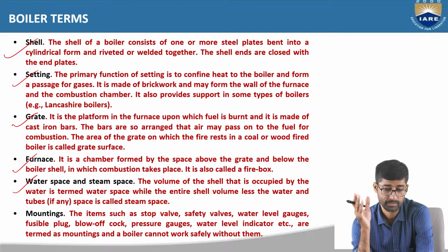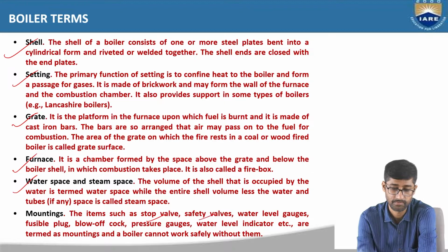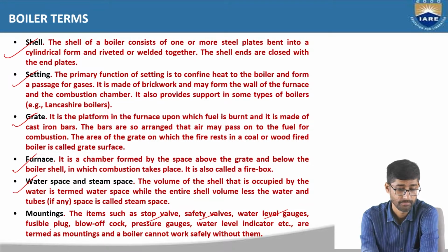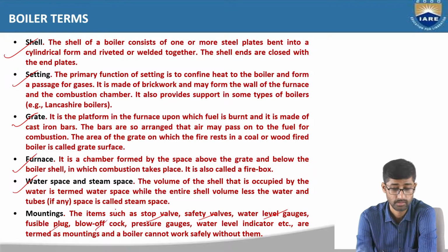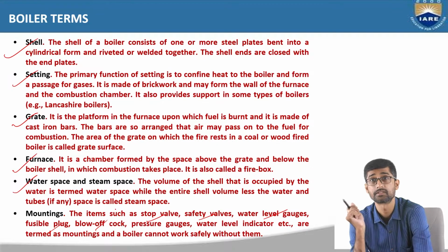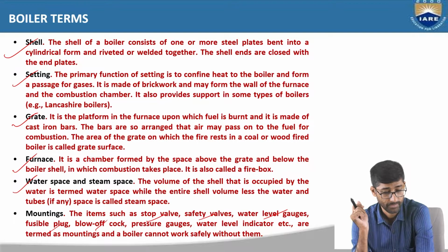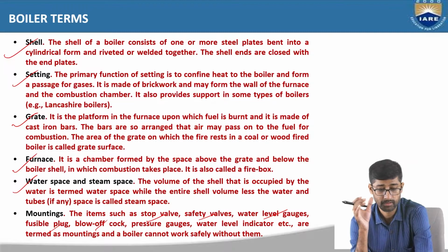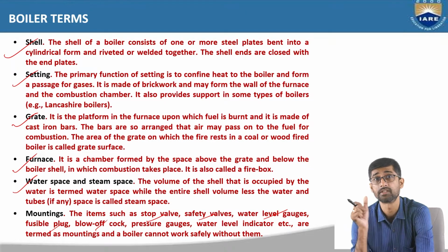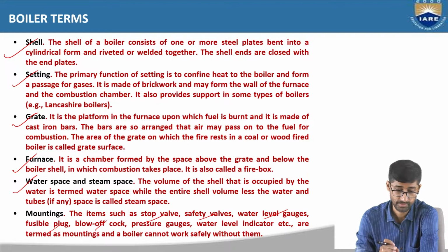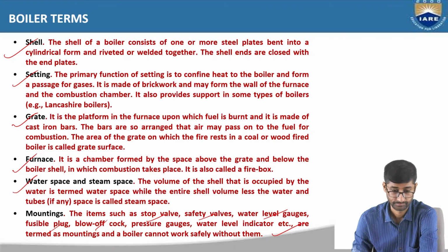What are the boiler mountings? The different types of mountings are the stop valve, safety valve, water level gauge, fusible plug, blow off cock, pressure gauge to measure the pressure, and water level indicator. These are all called mountings, and a boiler cannot work without these mountings. So these are very, very important parts of a boiler.